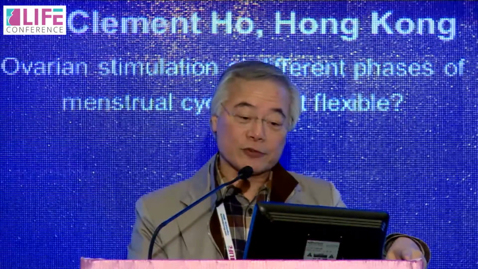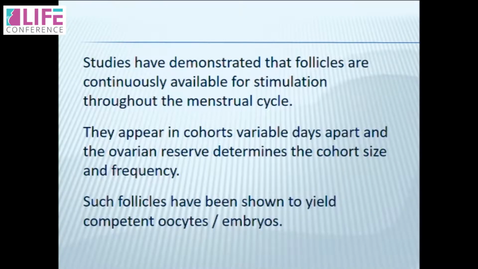Now, studies have demonstrated that follicles are continuously available for stimulation throughout the menstrual cycle, and they appear in cohorts variable days apart, and the ovarian reserve determines the cohort size and frequency. And such follicles have been shown to yield competent oocytes and embryos.